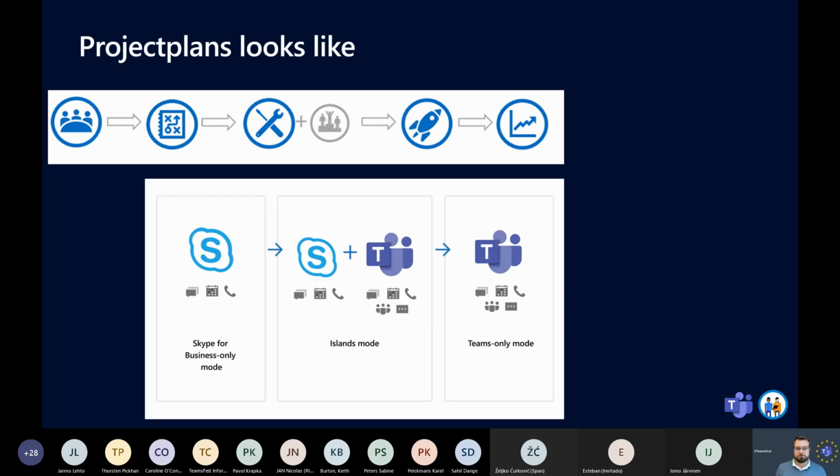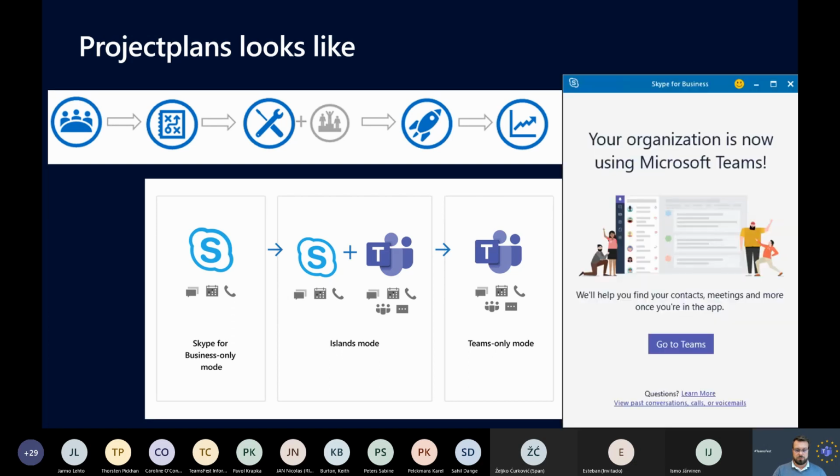May make it too easy from the idea behind your rollout. The first idea is, okay, let's go to Skype for Business mode only, island mode, and then go to Teams only mode. That's perfect. And now you maybe make some time slots or time phases behind these different phases, and your target is accomplished when you see this screen on the customer on the user side.